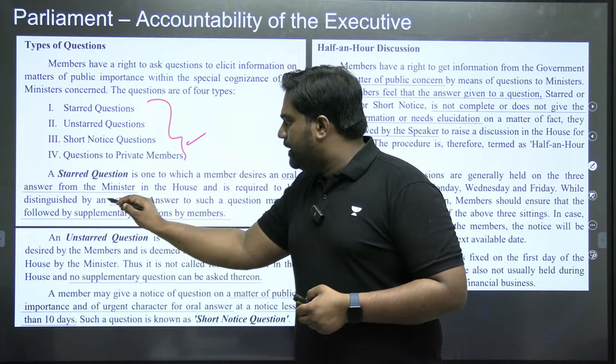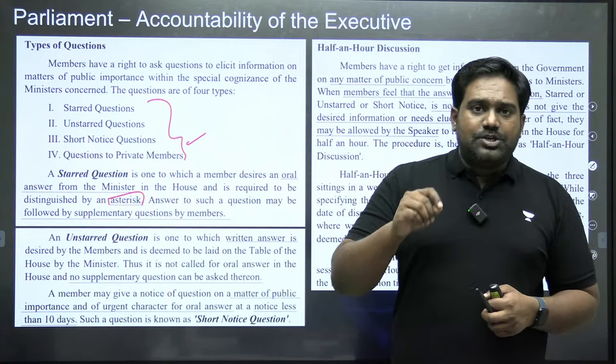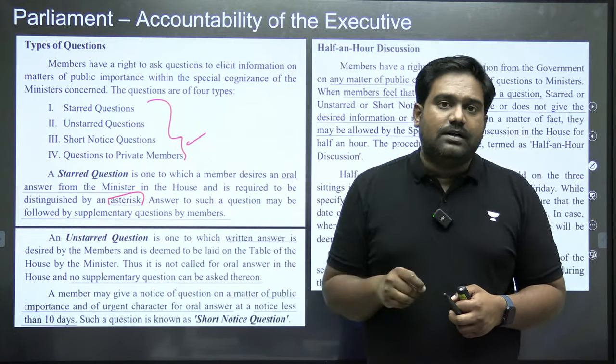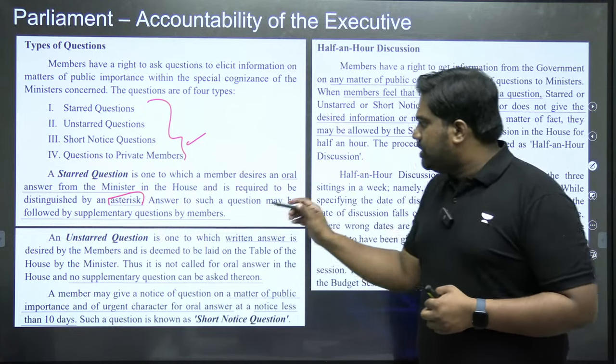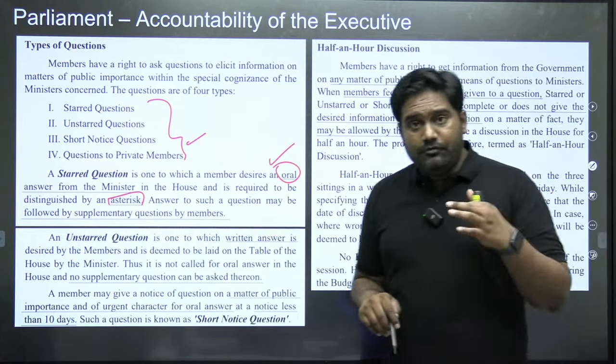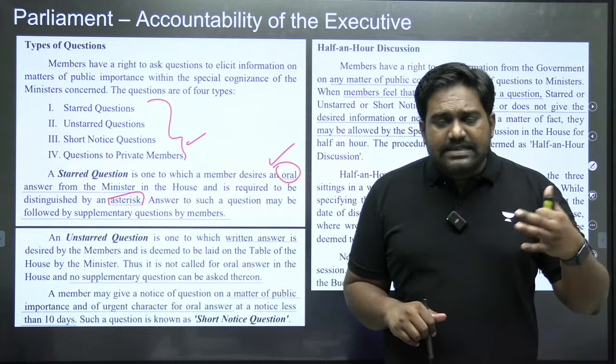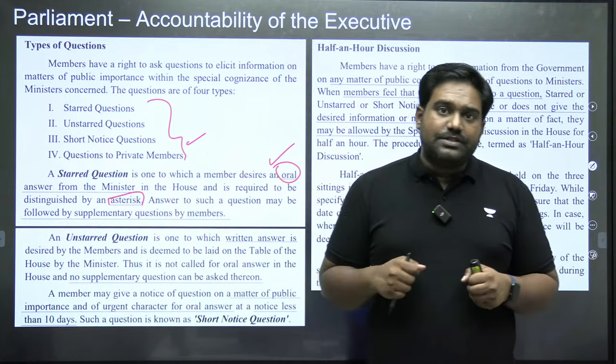A starred question is marked with an asterisk. And this is a question for the minister, for the concerned minister. And in a starred question, oral answers are to be given on the floor of the house. MPs can raise critical issues, issues of public importance.